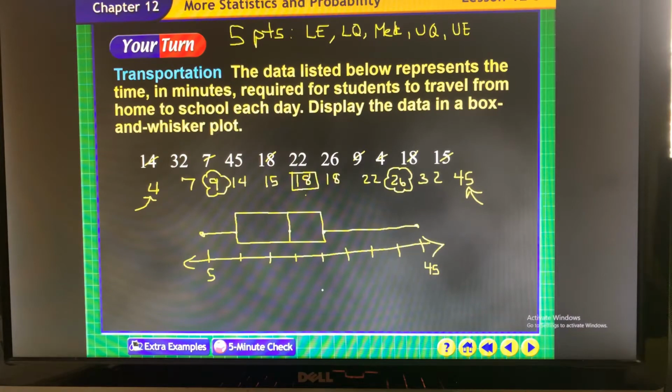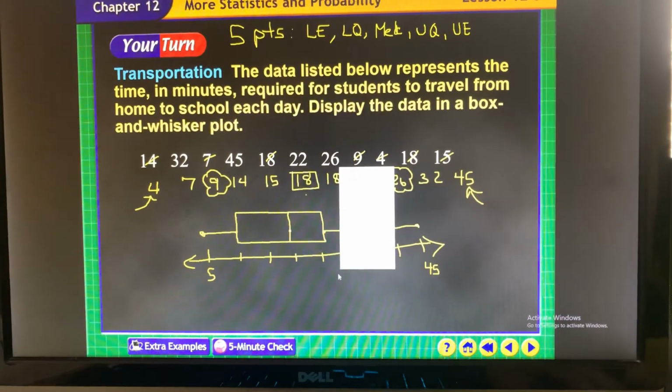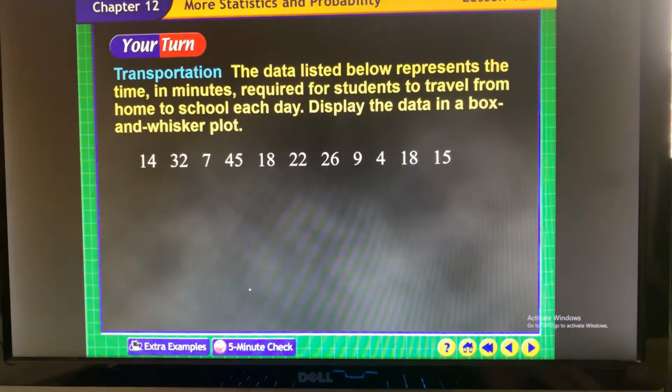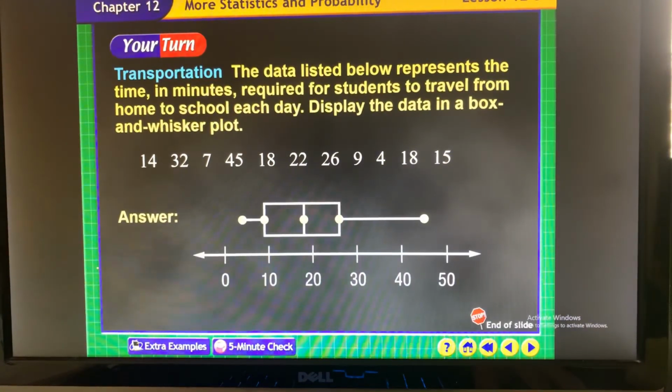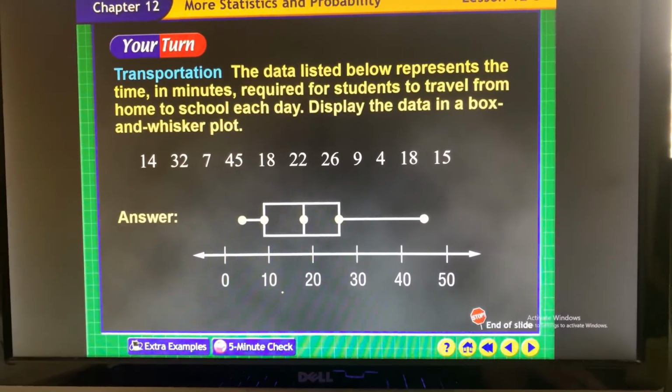And there you go. So again, 5 points. Lower extreme, lowest value. Upper extreme, highest value. Median first. Then split it in half for the lower quartile and the upper quartile. I'm going to erase this and show you their perfected one. There it is. They went by tens. Notice their box looks a little bit closer together. It's a little squeezed together more because of their number line.